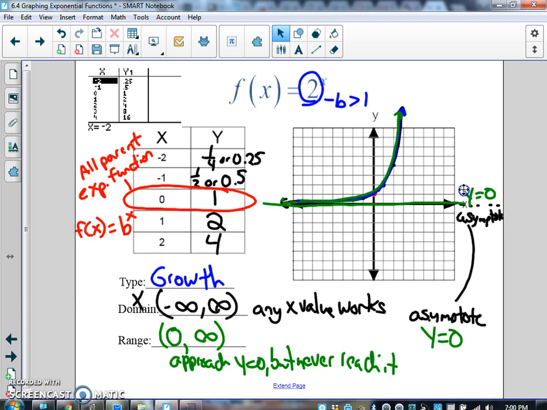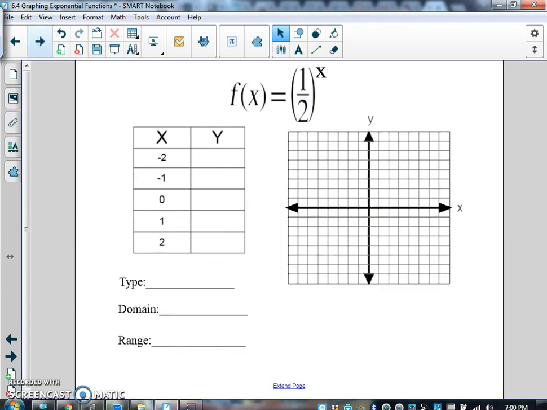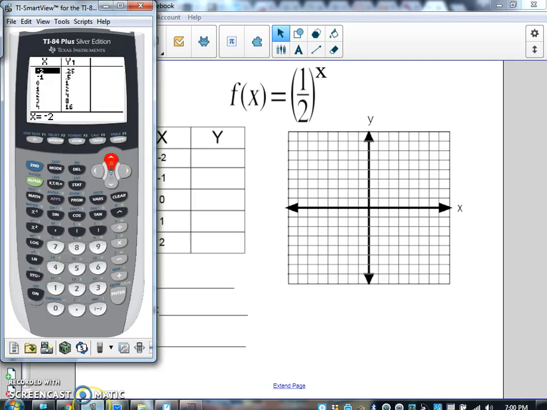Let's look at another example. f of x is equal to 1/2 to the power of x. So let's go ahead and type this function into my calculator. I go to y equals. I'm going to start with parentheses. I like to put those around my base. Alpha y equals, Enter. 1/2. You come off the parentheses here, and we raise it to the power of x.